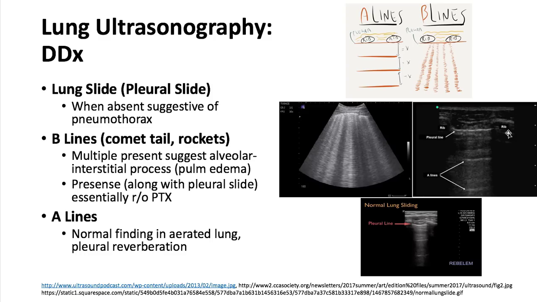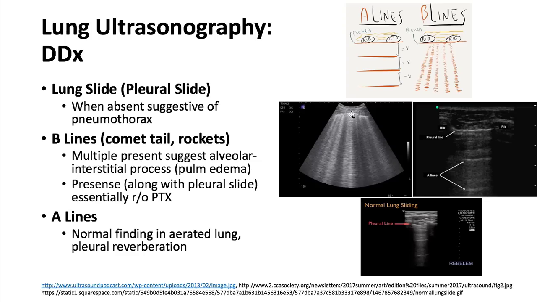And so lung sliding, after placing a central line, for example, if peak airway pressure is up, we put an ultrasound on to make sure that we didn't drop a lung. B lines, or comet tails or rockets, are shown in the graphic cartoonish on the very top, and then in a real ultrasound in the middle. You can see these things that look like little comets or rockets, and multiple of these present suggest that there's some alveolar interstitial process like fluid in the alveoli. And the presence of these, as well as a pleural slide, suggests that they don't have a pneumothorax.